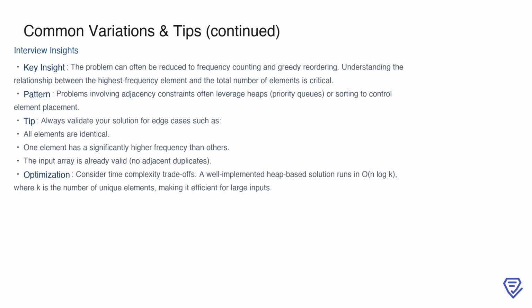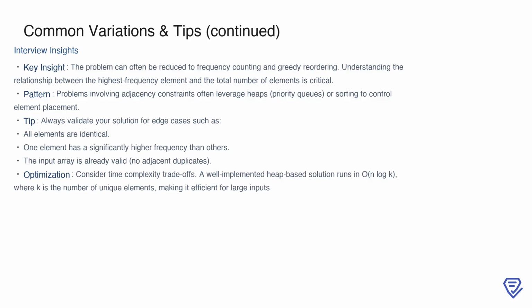To perform well in interviews, it's essential to grasp the key insights of this problem. At its core, it boils down to frequency counting and a greedy reordering strategy. Understanding the relationship between the most frequent barcode and the total number of elements is crucial to crafting a valid solution. Many adjacency constraint problems, including this one, often rely on heaps or sorting to control the placement of elements.